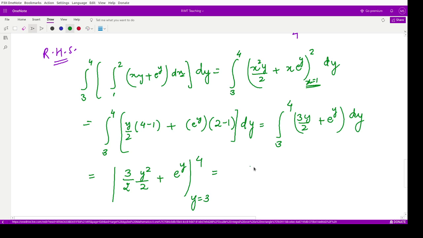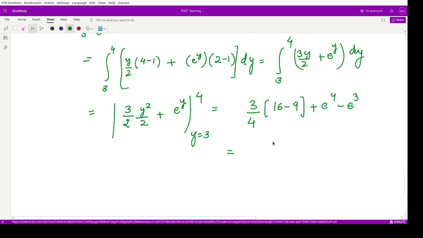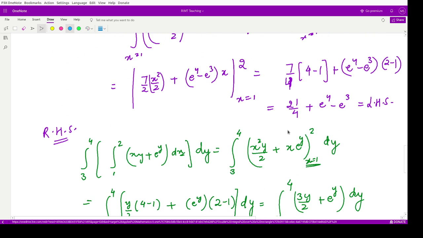So we can substitute the limits. It would be 3 by 4 into 4 square, that is 16, minus 3 square, that is 9, plus e to the power 4 minus e to the power 3. So you can simplify this. This simply becomes again 21 by 4 plus e to the power 4 minus e to the power 3. So this is the right hand side. Now you see your right hand side, this quantity is equivalent to the left hand side. So this is what we were to prove here.